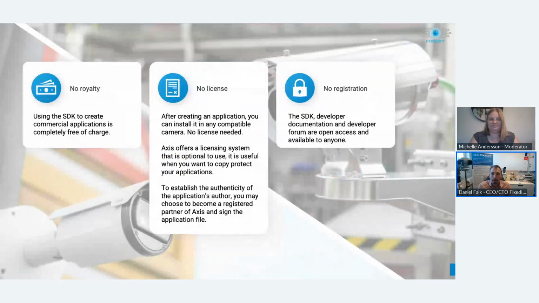So some common questions that we get about ACAP development. First thing is royalty. Customers tend to ask us about, do we need to pay any royalty to Axis if we create an application with the Axis SDK to run in the camera? And no, you don't need to do that. Axis is selling cameras, and they want to sell more cameras. So if people create more applications for the cameras, then it's better for Axis. So that means that you're free to use the Axis SDK to create commercial applications for the cameras.